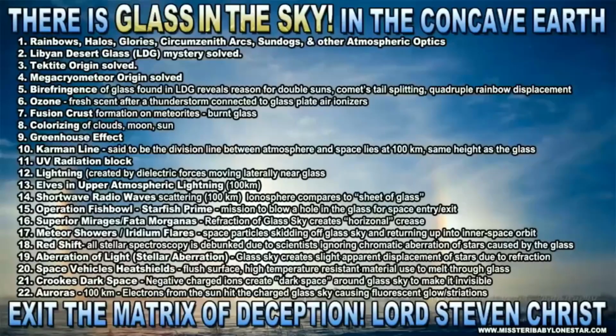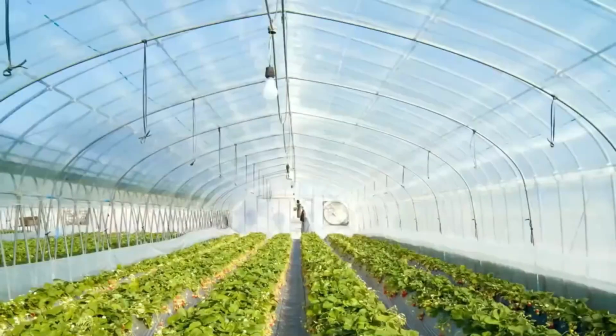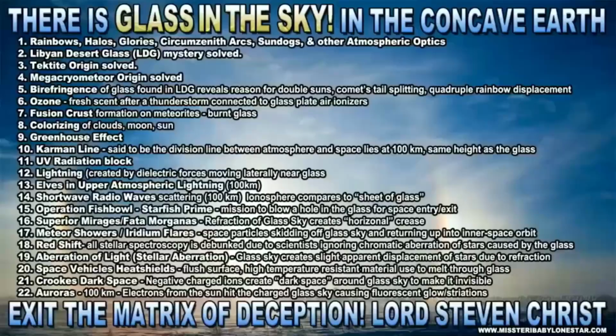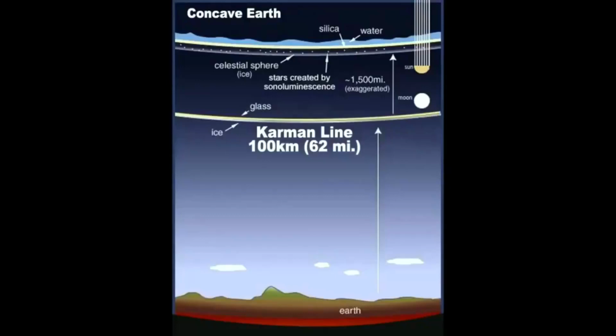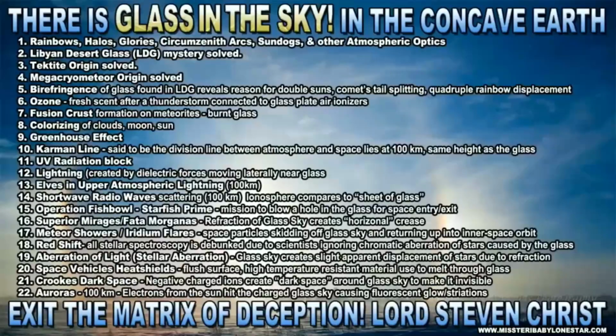Greenhouse effect, number 9. Obviously, a greenhouse has a glass ceiling. Same thing with our sky, has a glass ceiling. It traps air, hot air, infrared heat. Number 10, the Kármán line. That is the line at 100 kilometers is said to be the division line between the atmosphere and space. Interesting. That's the same height as the glass sky.